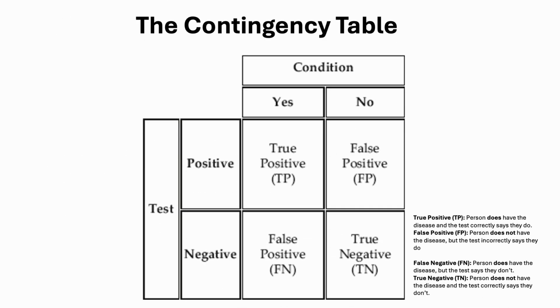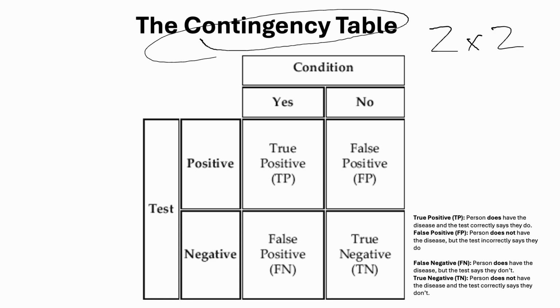So moving on to everybody's favorite table. No, not the dinner table. What we're talking about in this slide is the contingency table, also known as the 2x2 table.